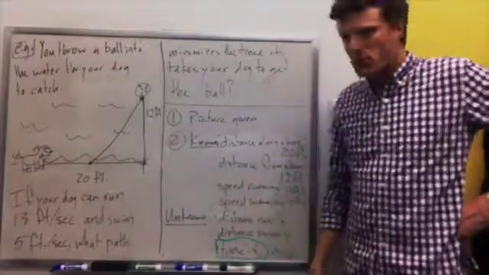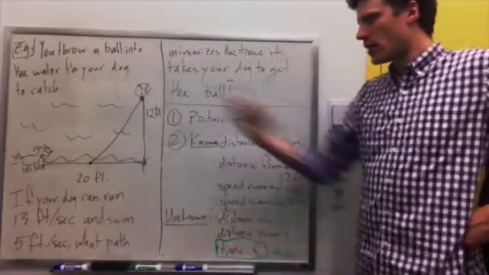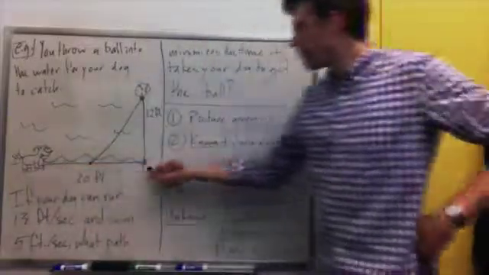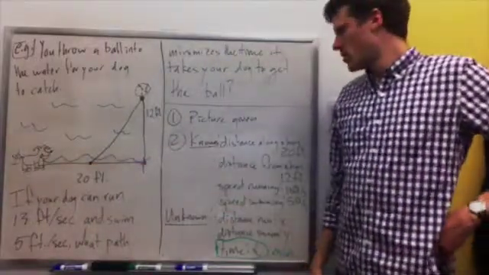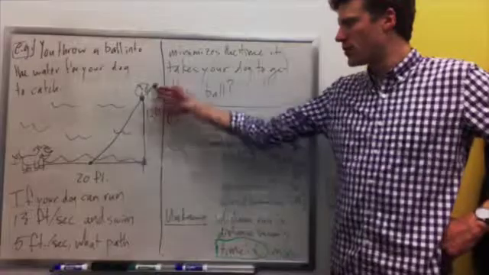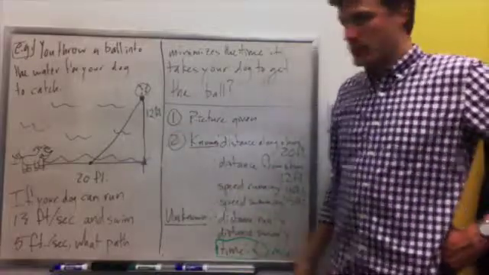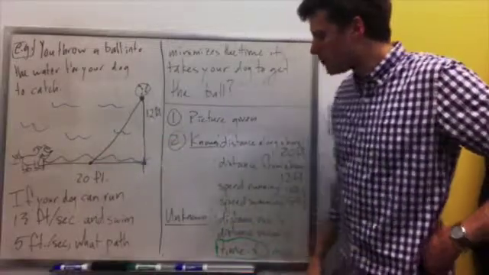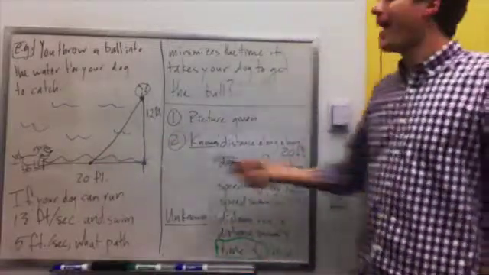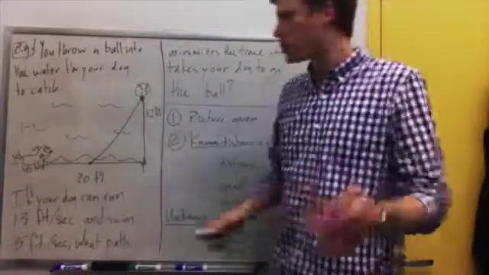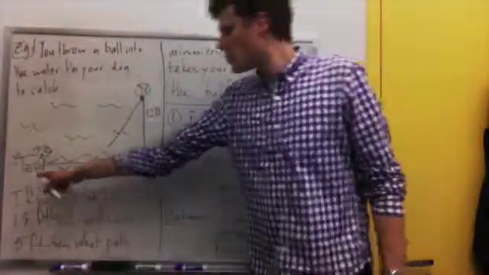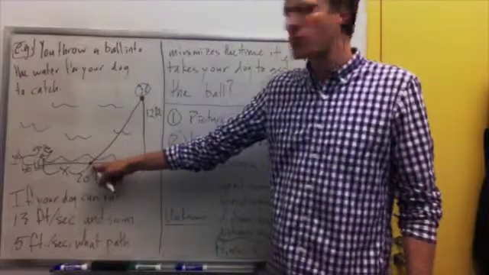So the picture is given to us. Great. What do we know? We know the distance along the shore, that it's 20 feet along the shore. We know the distance from the shore to the ball, which is 12 feet. And we also know how fast your dog can run on the sand and how fast he can swim in the water. What we don't know is how long your dog should run along the sand, which we're going to call x. So x is going to be this distance right here from where your dog is to where he decides to jump in the water.